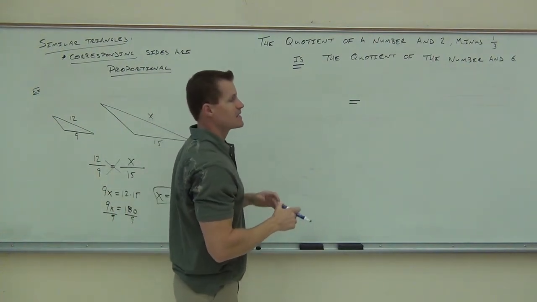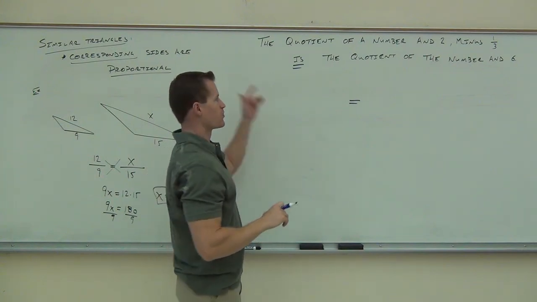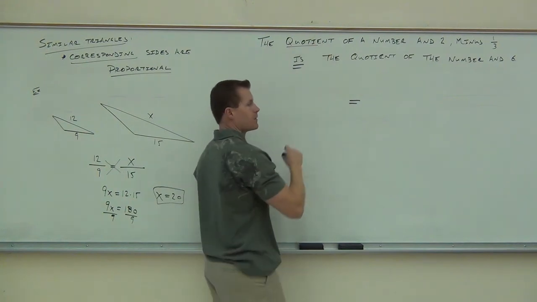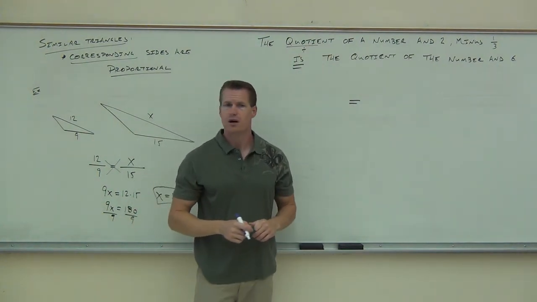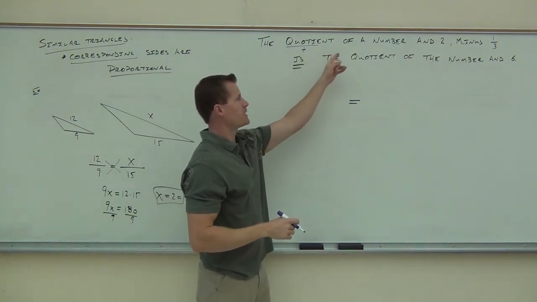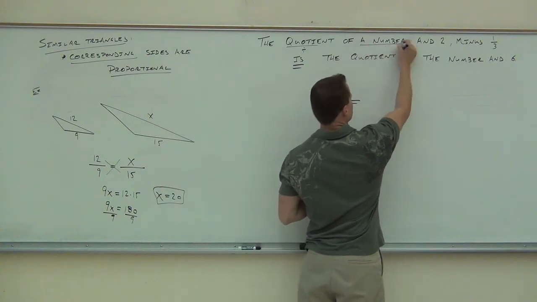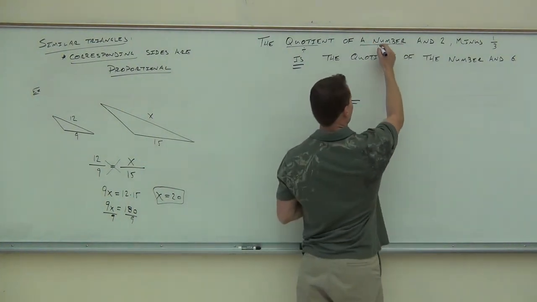So let's go ahead and keep underlining. What's another word up here that means math? Start from the beginning. Okay, quotient. What's quotient mean? Divide. In our case, that's going to be a fraction. So we're going to have a fraction here. Let's keep on going. The quotient of a number means something in math. What's a number mean? X. Does it have to be X? No. Okay, good. Let's pick something better, like B.